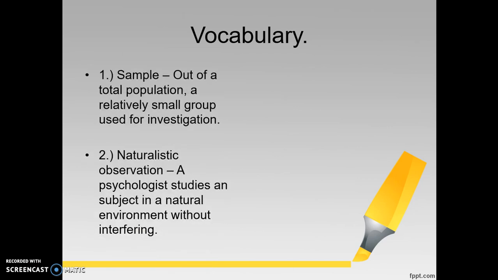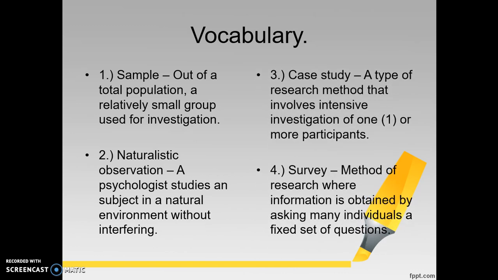We have a couple of vocabulary words here. Sample: out of a total population, a relatively small group used for investigation. Naturalistic observation: a psychologist studies a subject in a natural environment without interfering. We'll talk more about that in the lesson here. Case study: a type of research method that involves intensive investigation of one or more participants. Survey: a method of research where information is obtained by asking many individuals a fixed set of questions.